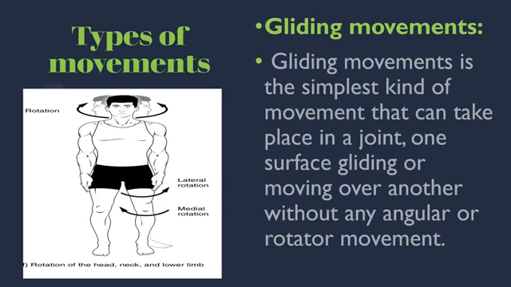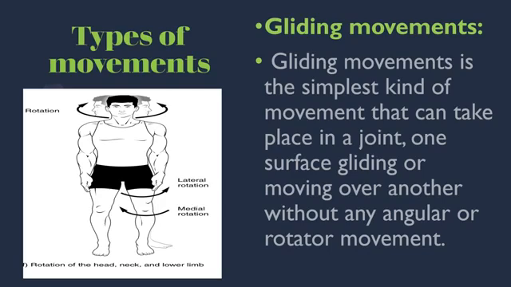What is the gliding movement? Gliding movement is the simplest kind of motion that can take place in a joint. One surface gliding or moving over another without any angular or rotary movement.